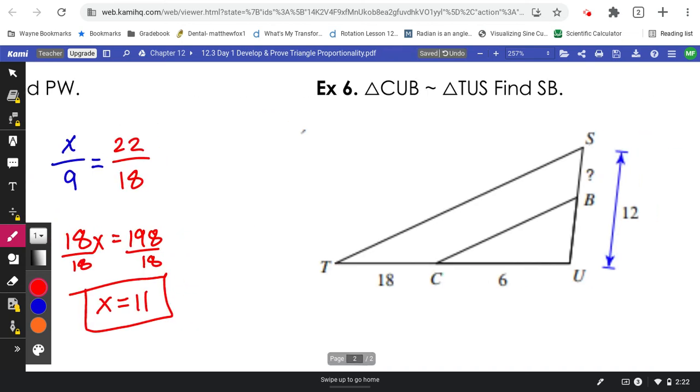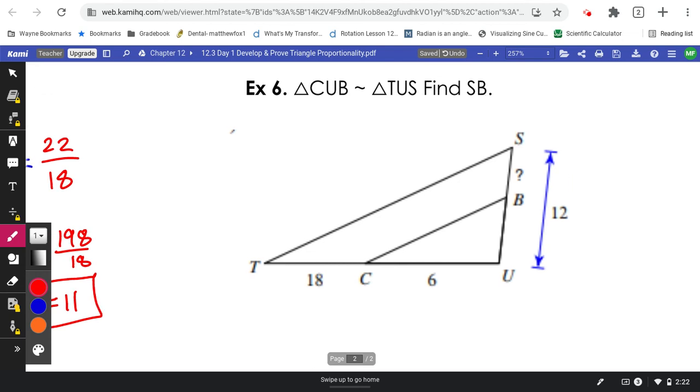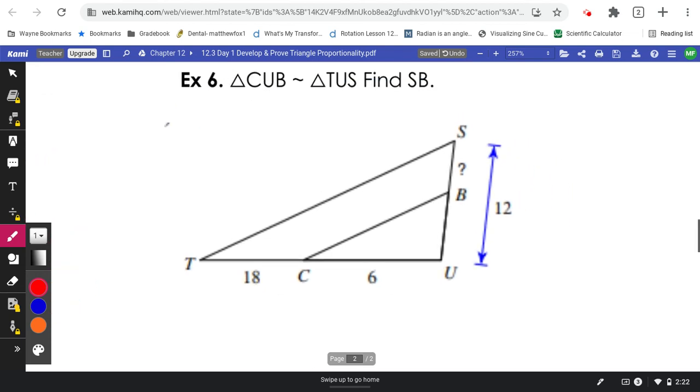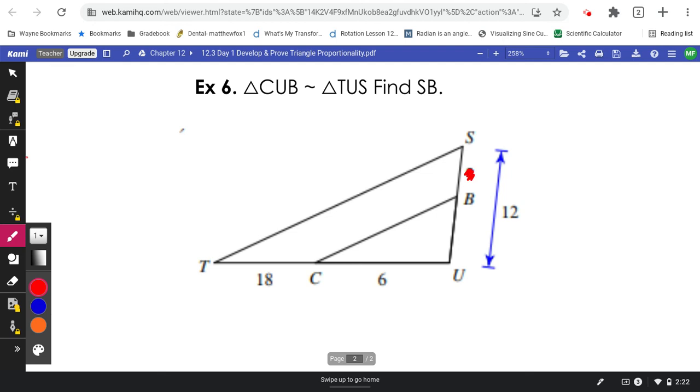On the next one, this one's a little more difficult. Okay, on this one, we are trying to find SB right here. So we are trying to find what that is. We'll put our X right there. Now, to set up our proportionality with this similar triangle, we don't know if those lines are parallel, so we can't. I guess actually because it tells us they're similar, we would know that.